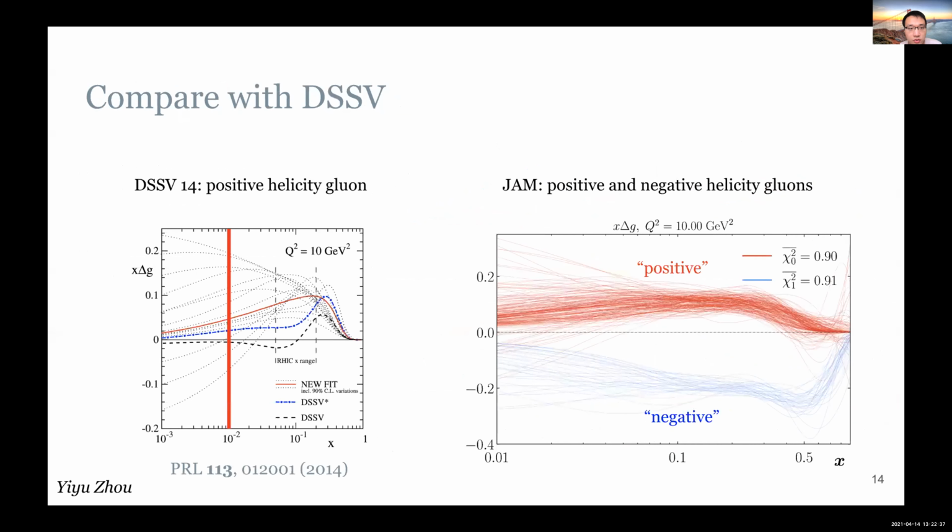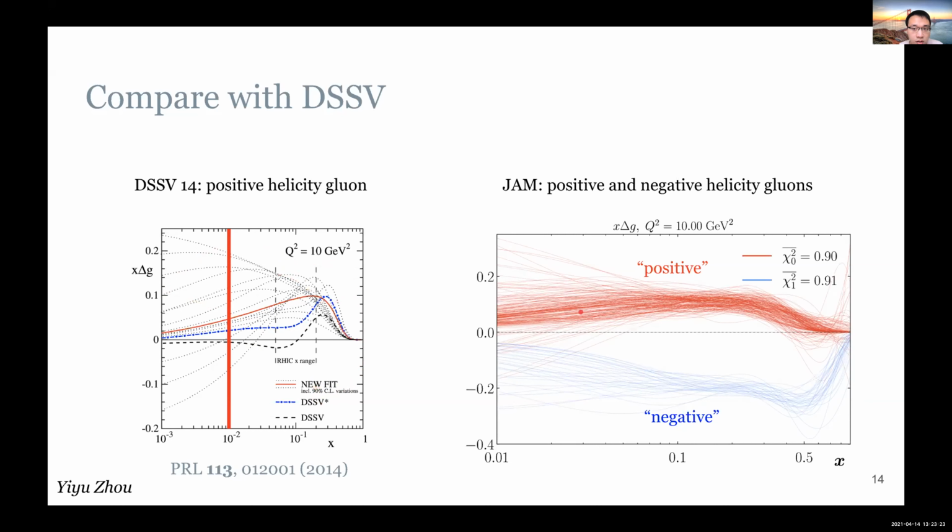Now I'd like to compare our results with DSSV. We know that in 2014, DSSV claimed that there is evidence for gluon spin inside a proton by extracting a quote-unquote positive gluon distribution, namely this red line plotted here. This is the mean, the average of their extraction, and the dashed lines are the 90% trust region.